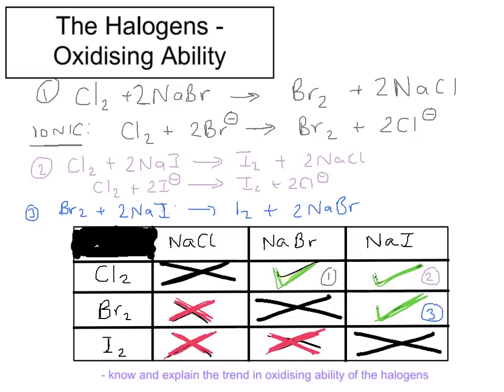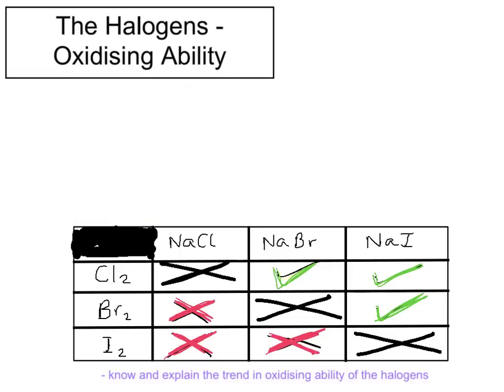So from these reactions we can see that clearly as you go up the group, the halogens become more reactive in that they oxidize other things more easily. And the reason for that is down to the number of electron shells they have. So as we go up the group, the oxidizing ability increases.